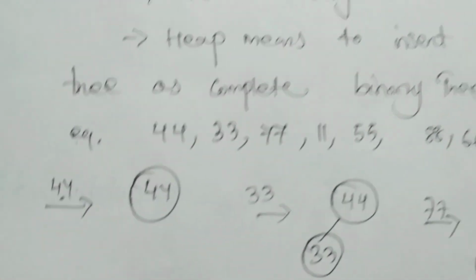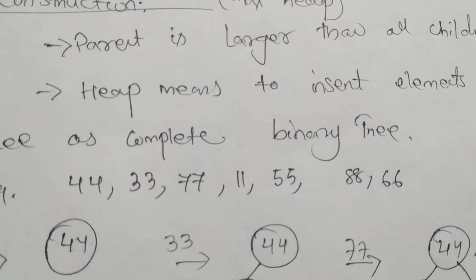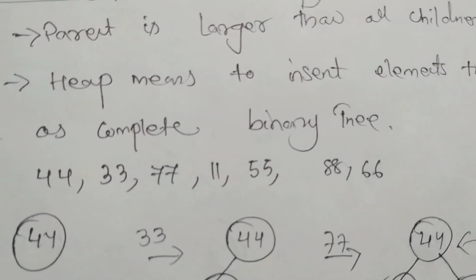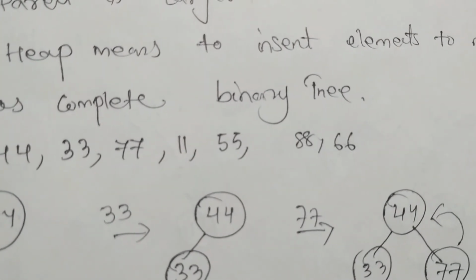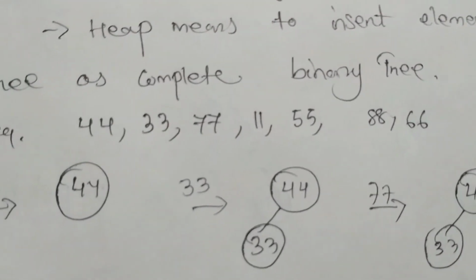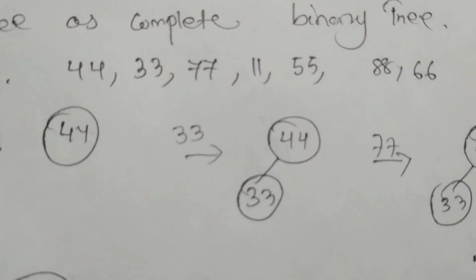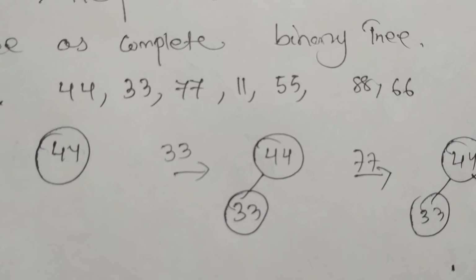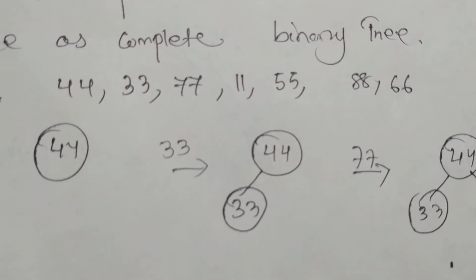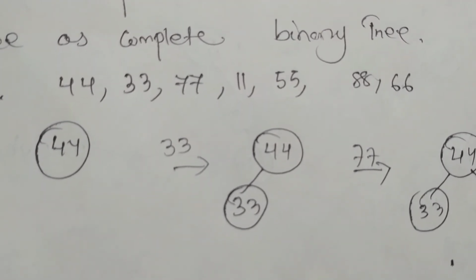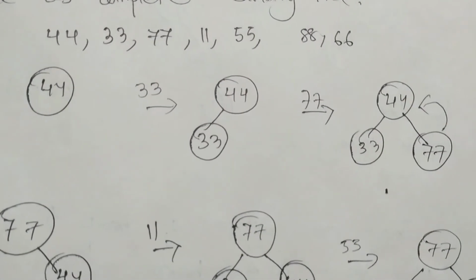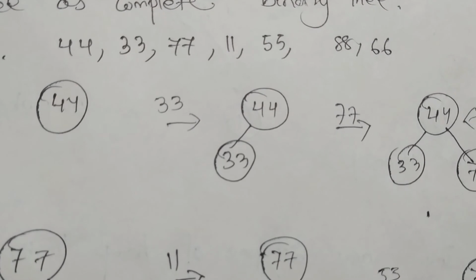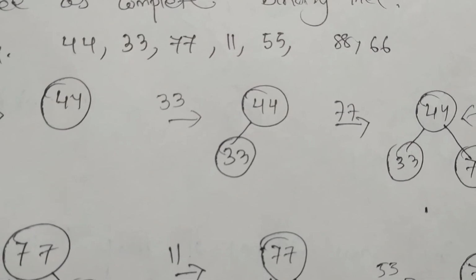Okay. Now how to construct a max heap? Your task is to construct the max heap. So the parent is larger than all its children. Heap means inserting elements to make the tree a complete binary tree. So suppose the elements given are 44, 33, 77, 11, 55, 88 and 66, and we have to construct a heap using these values. Whatever value is given first, we take it as the root node. So 44 becomes the root node.